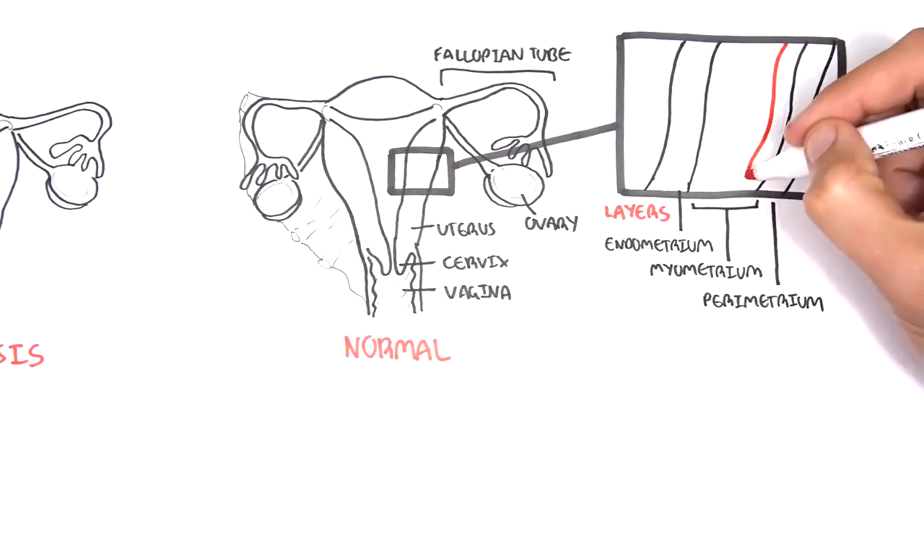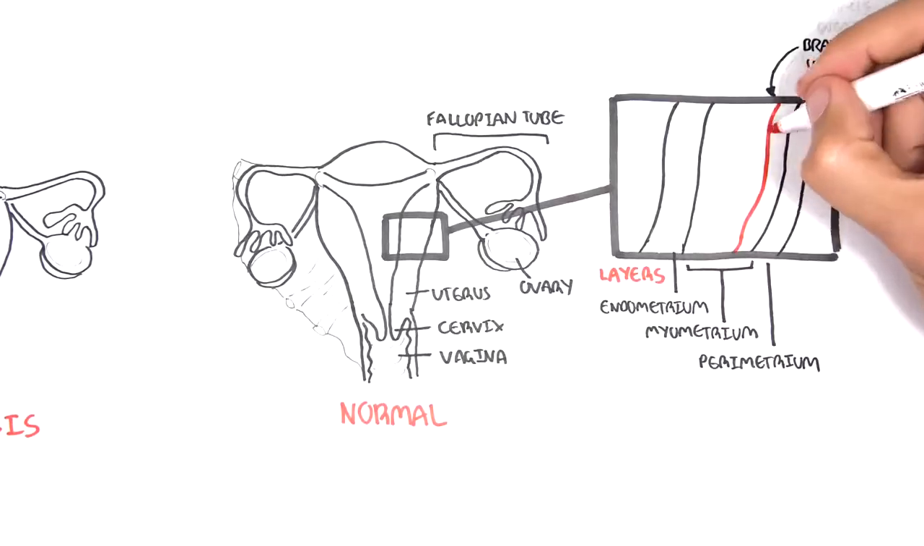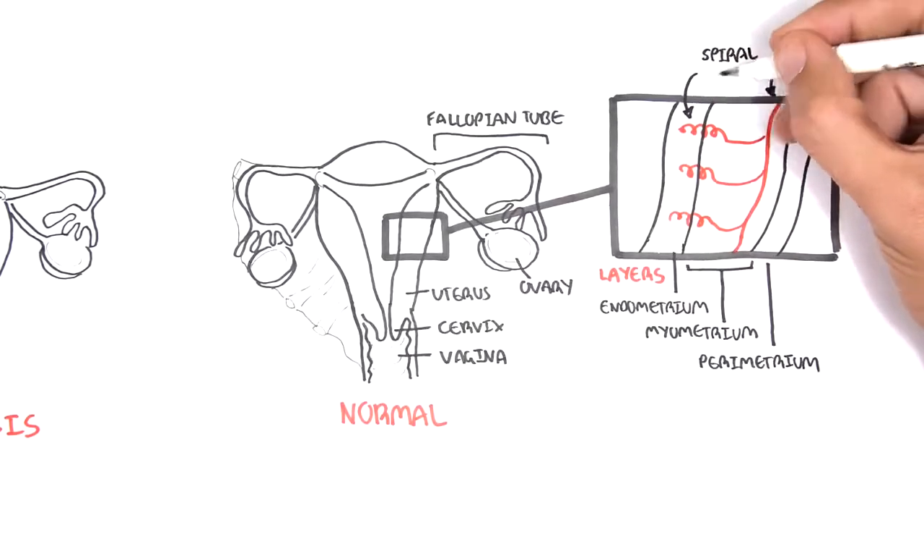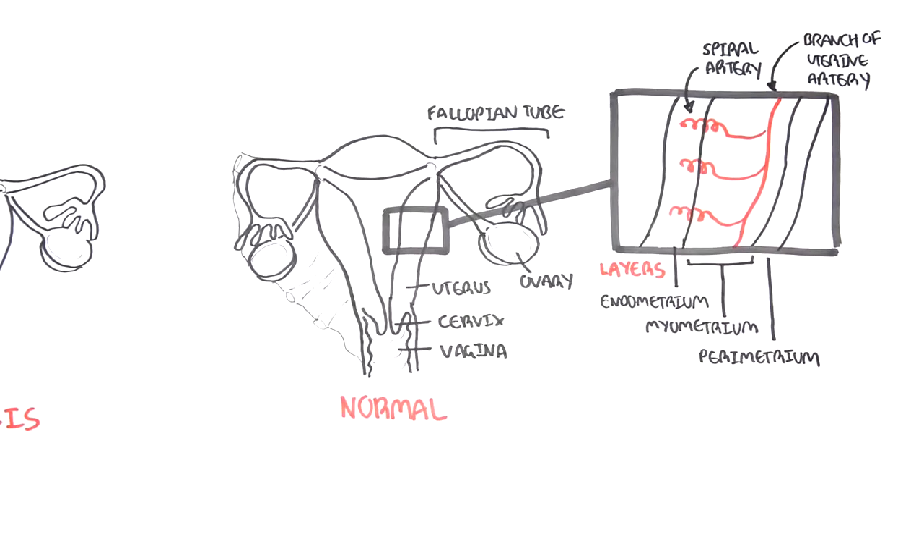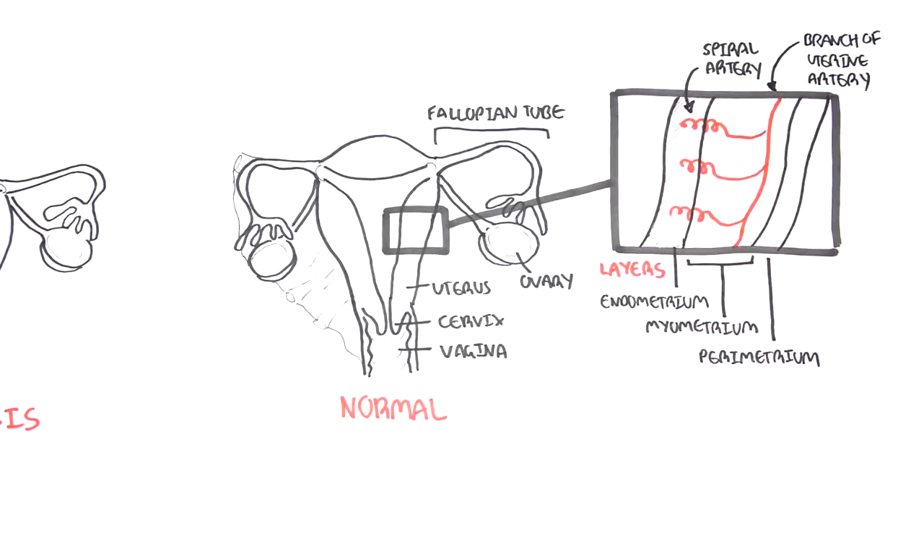Along the myometrium, you have branches of the uterine artery, which has more branches called the spiral arteries that go all the way up to the endometrium. These spiral arteries help the endometrium grow during each menstrual cycle, because they deliver hormones and nutrients. The endometrium is the layer which sheds during periods, and a new layer will grow, and essentially the endometrium becomes thick once again.